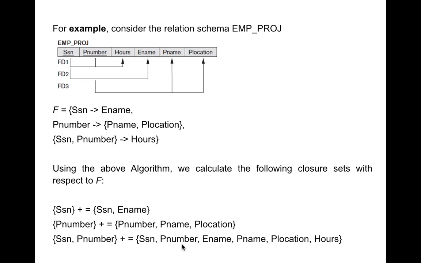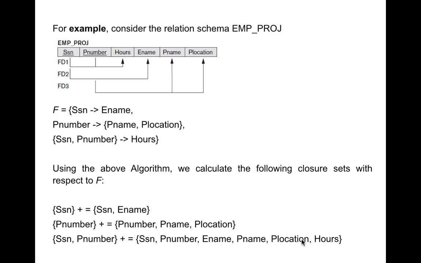We get SSN, P number, hours, which is already given. SSN and P number gives hours. SSN P number should give SSN and P number also. In addition to that, we know SSN gives E name, so E name is also added to this closure. And we know P number gives P name and P location, so P name and P location are also added to this closure. So the SSN P number closure gives all the attributes.